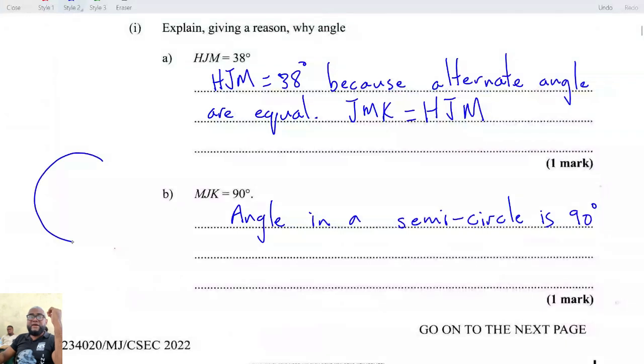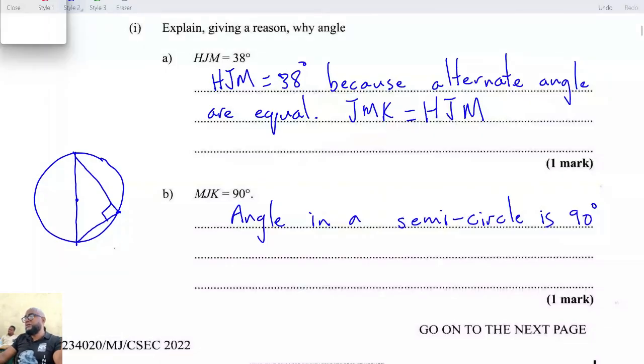Anytime I have a circle here and I have a diameter, let me see this diameter coming this way. Once I form a triangle off this diameter, you see that triangle? What is the angle in this triangle here? 90. Simple as that. Rolling on to the next question.